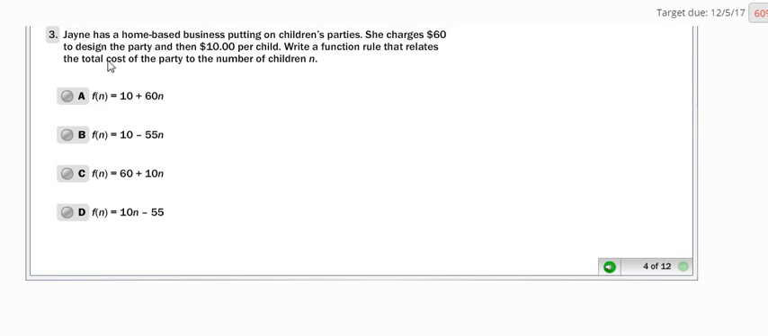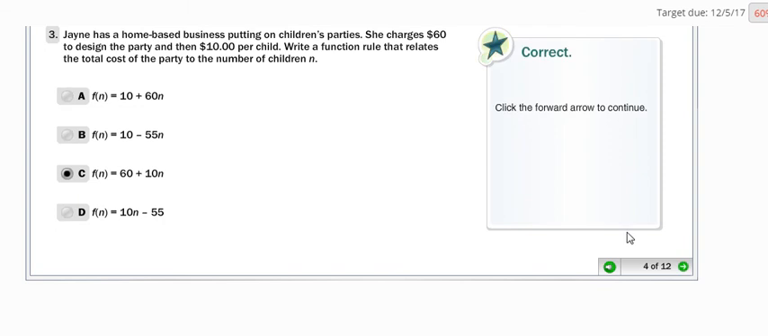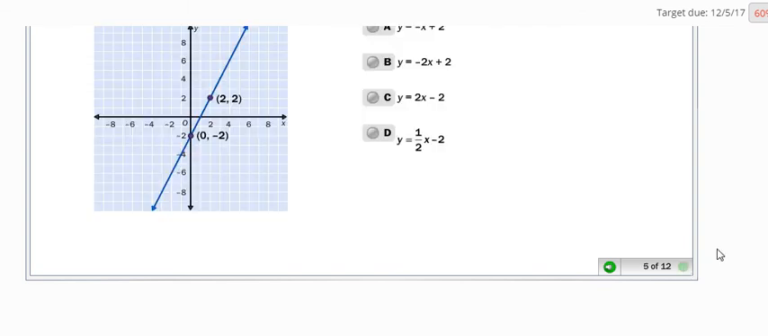Okay, here's another one of these problems. She's again putting on children's parties. She charges $60 to design the party plus $10 per child. Write a function rule that relates the total cost of the party to the number of children. So again, n is the number of children. So she charges $60 plus $10 per child. Per is multiply. So 60 + 10n.